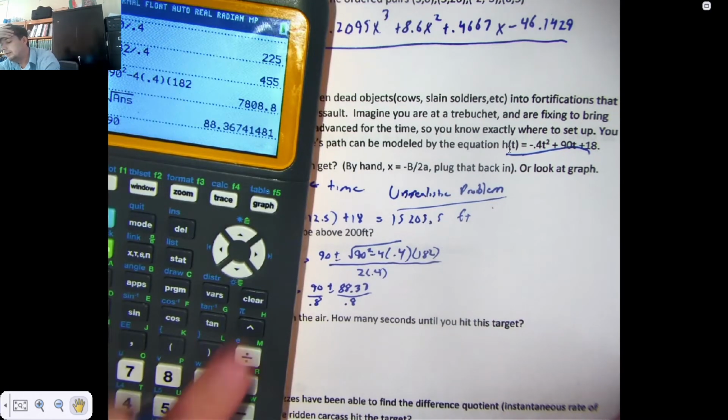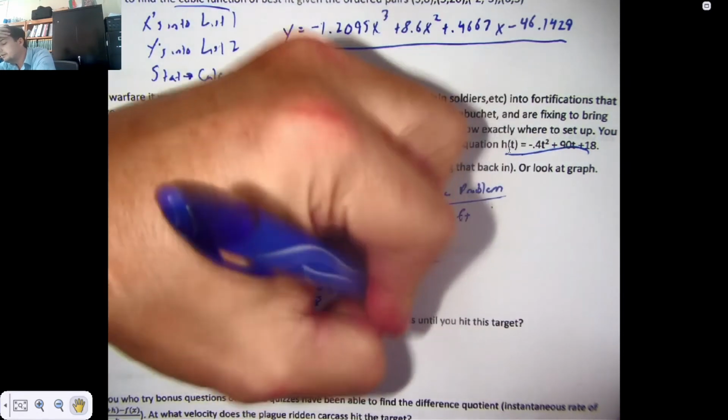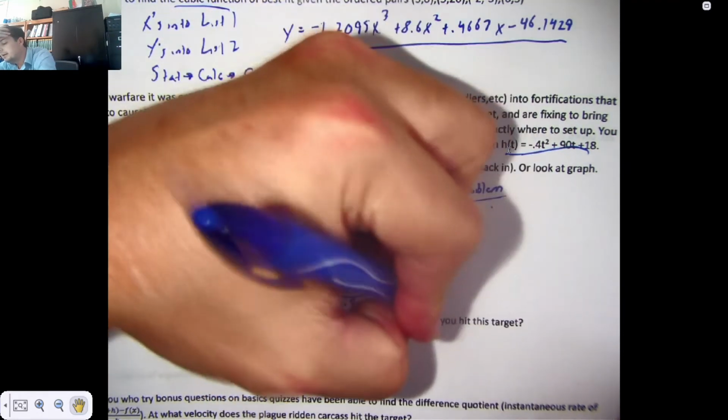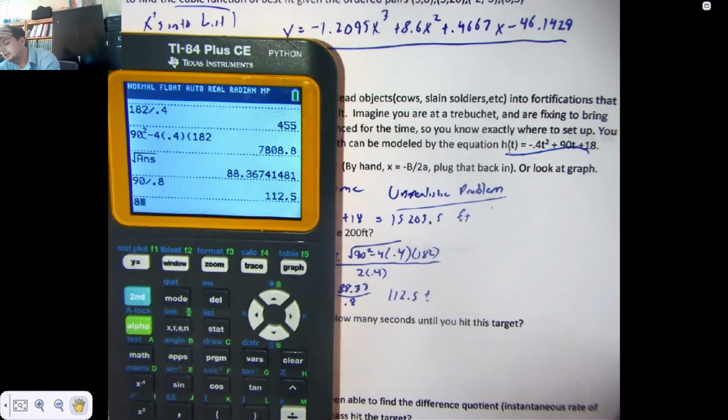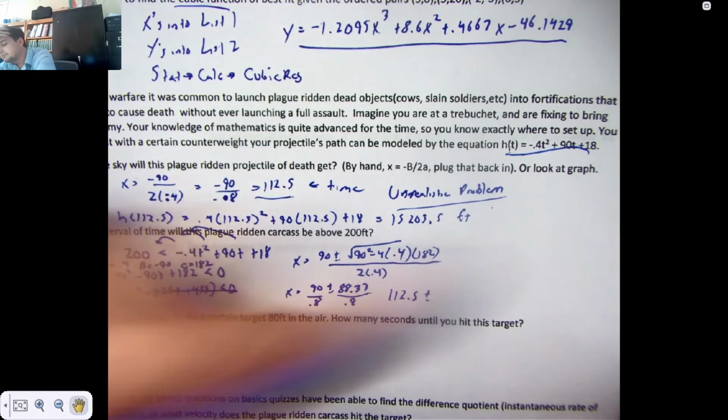So 90 divided by 0.8 is 112.5. Feel like we did that earlier. Plus or minus 88.37 divided by 0.8, 110.46.